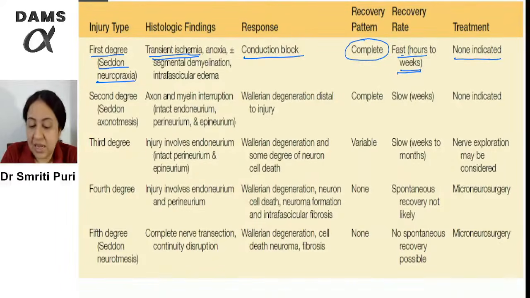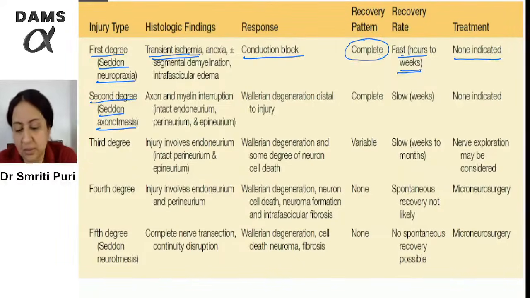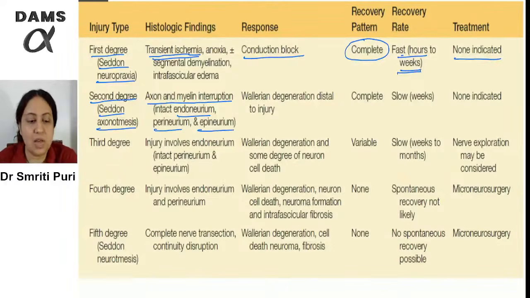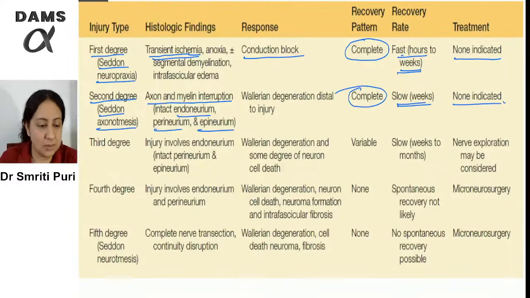Fine. Second degree nerve injury or Seddon's axonotmesis. There is axon and myelin interruption. Endoneurium is intact, perineurium is intact, and epineurium is intact. So all the three layers of the nerve sheath are intact. Okay. Recovery is complete. However, it is slow. It may take a few weeks, and there is no treatment indicated.